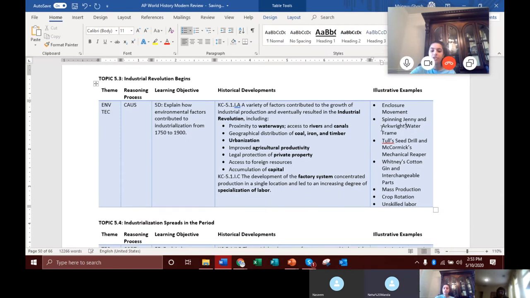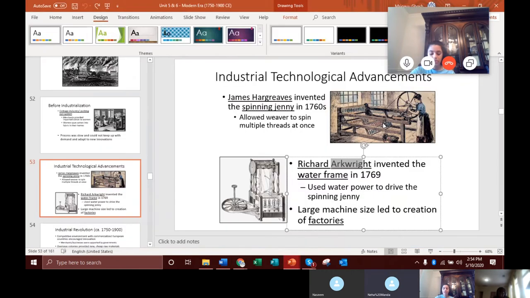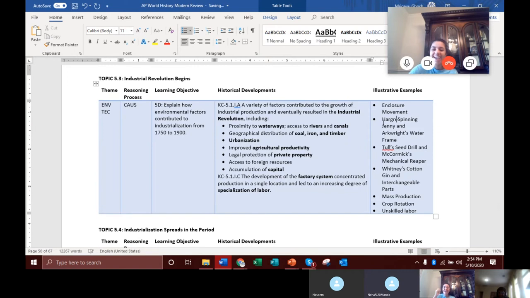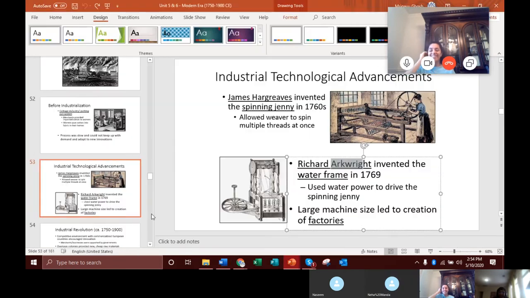Oh, interchangeable parts. Did you put that in? Hargreaves. But yeah, we put interchangeable parts here. Hargreaves. Oh, Hargreaves. Okay.